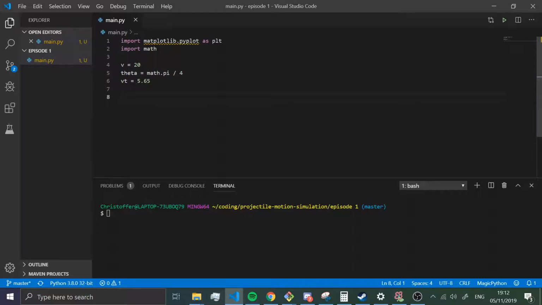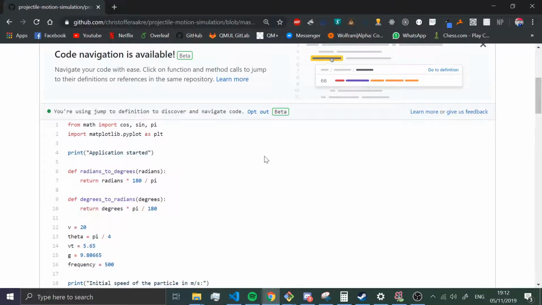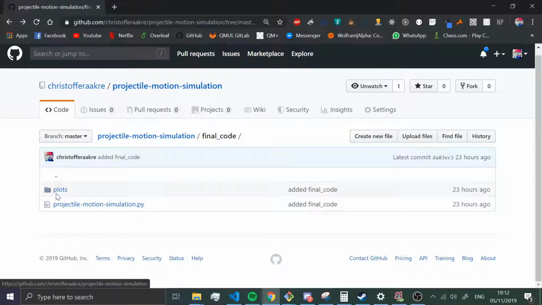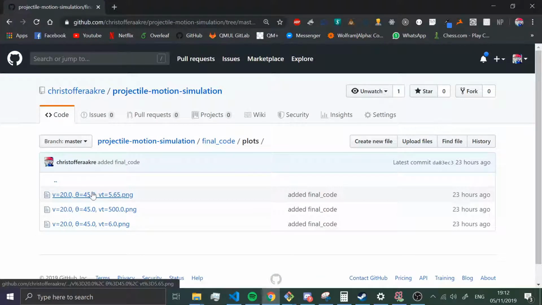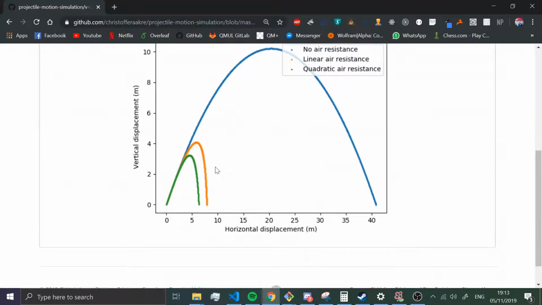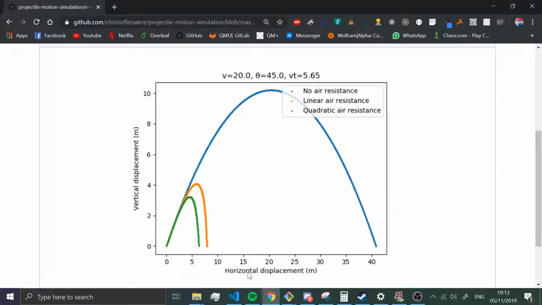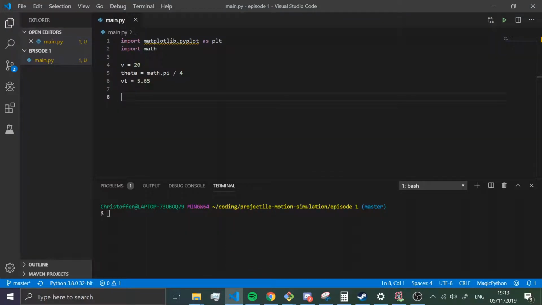So let's make a list for the things we need to keep track of. Let's go back to one of these plots. Let's pick this one, maybe. Right, so you see that we're plotting horizontal displacement and vertical displacement. So those are the things we need to keep track of in a list. I'll make a list for x coordinates, big X, which will start as an empty list. And I'll also make a list for y coordinates, big Y, empty list.